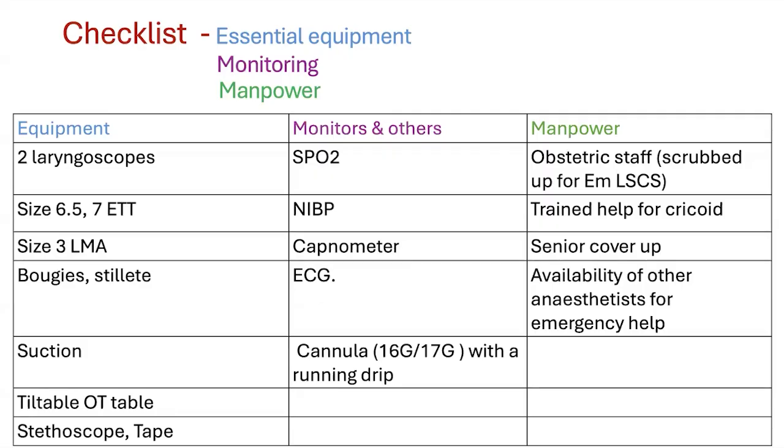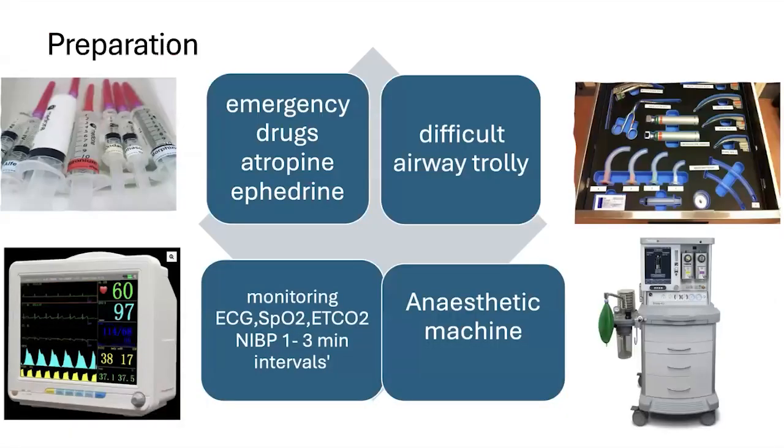Manpower: the obstetric team should be prepared to do the section, scrubbed to start off when the anesthetic is given. Trained help to apply cricoid pressure, senior cover, and availability of an anesthetist who could attend to an emergency if necessary. Apart from that, emergency drugs like atropine, ephedrine should be available on the table, and the anesthetic machine should be checked and ready.